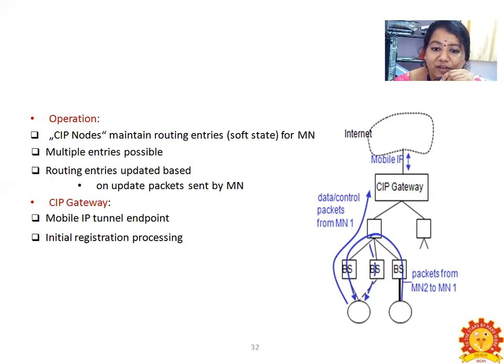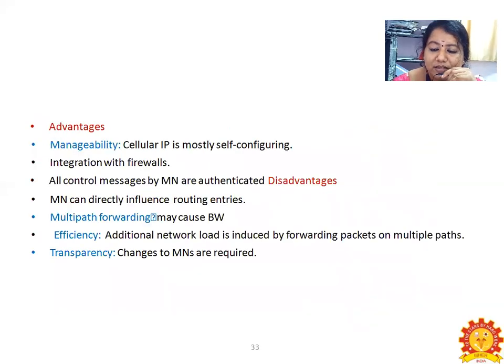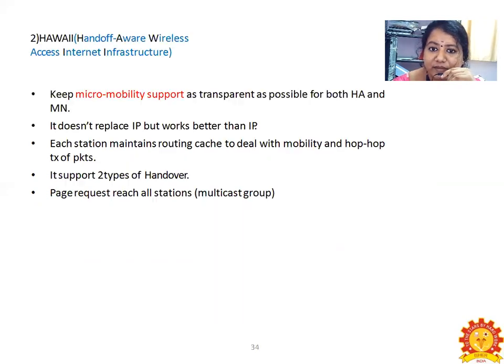Next is the gateway. Here the mobile IP will channel the endpoints and we will have an international registration processing. The advantages are manageability, multi-path forwarding, efficiency and transparency. Next is HAWAII, which is a handoff-aware wireless access internet infrastructure, which keeps micro mobility support as transparent as possible for both HA and M1. It does not replace the IP, but it works better than IP.